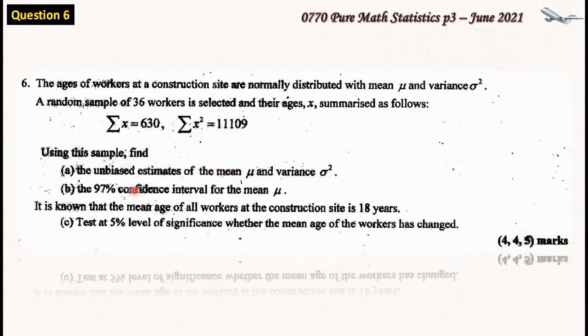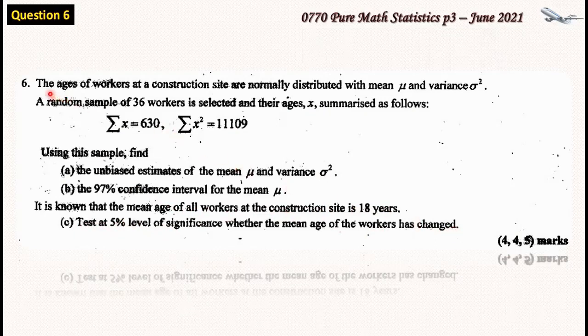B, the 97% confidence interval for the mean. It is known that the mean age of all the workers at the construction site is 18 years. Test at the 5% level of significance that the mean age of the workers has changed. So this question equally involves hypothesis testing.